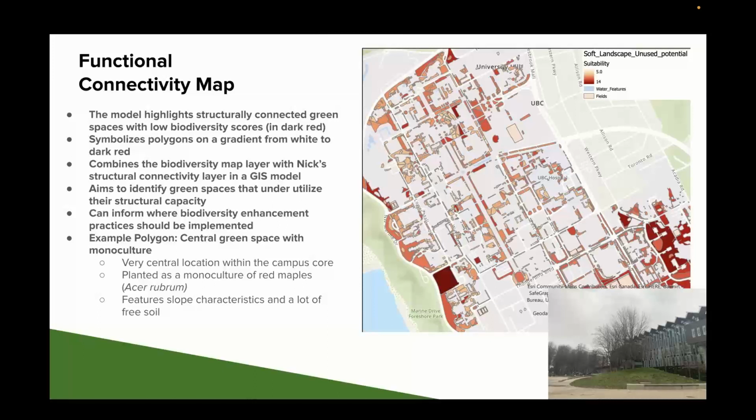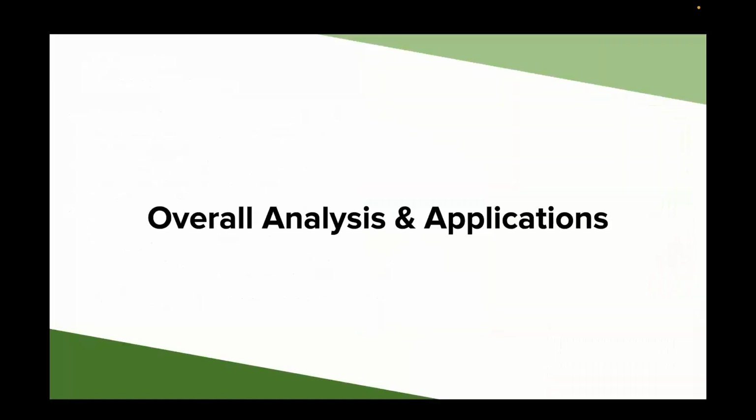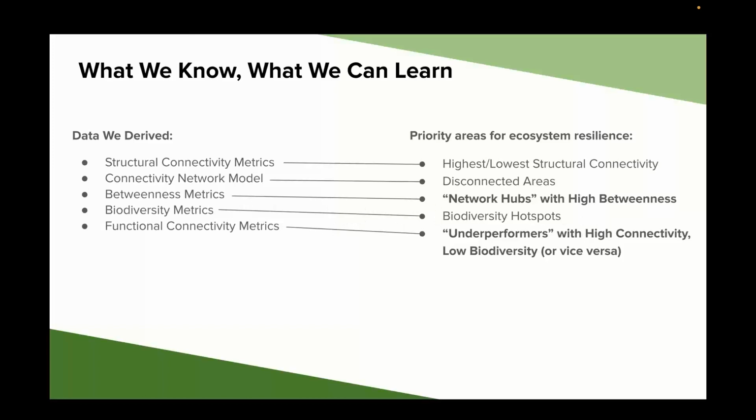Next up, we would like to go through some of the recommendations and also a little bit of a summary of the different points gathered throughout our individual research projects. So to review, here are the different pieces of information we have learned. From Nick's model, we found metrics for structural connectivity. From Ben's analysis, we gained connectivity network models and betweenness metrics. And from my model, we found biodiversity and functional connectivity metrics.